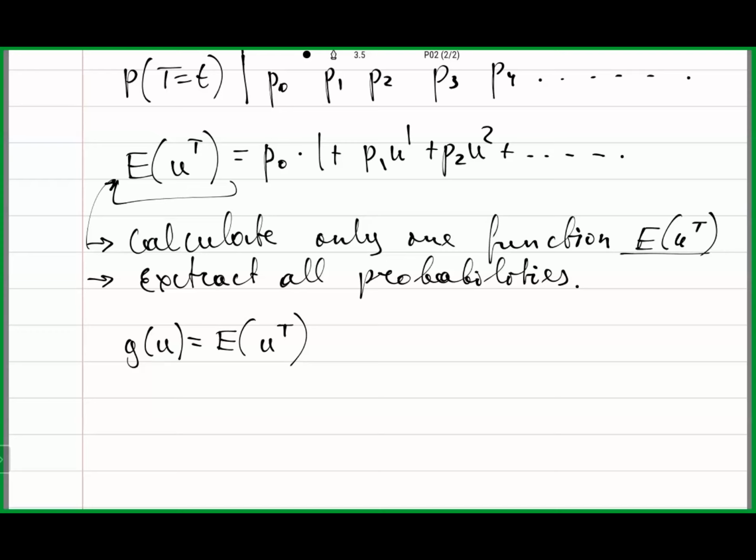Let's do one step. Once again, we start from 1 and we count the number of moves to go to 0. With probability 1/2, we will reach 0 in one step, and hence t will be equal to 1.